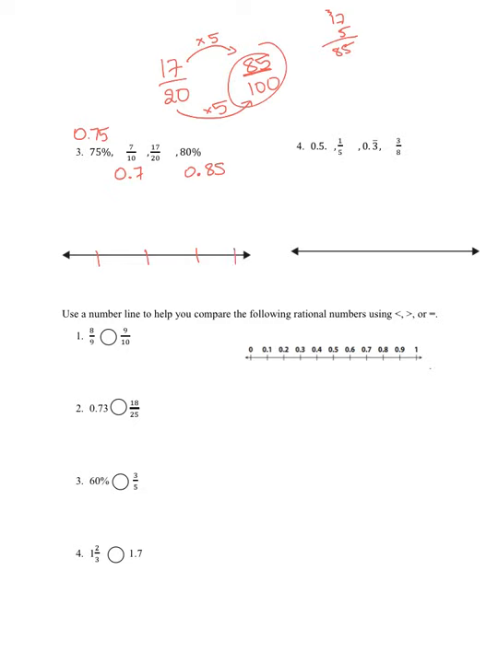Now you can put them from least to greatest. Oh, this is for this number. 80% means 0.8, so don't forget that. So we have 0.7, which is 7 over 10. Next will be 75%, 0.75. Next will be 80%. And the biggest number is 17 out of 20. Put them in order.